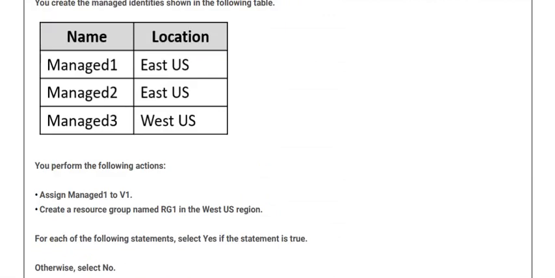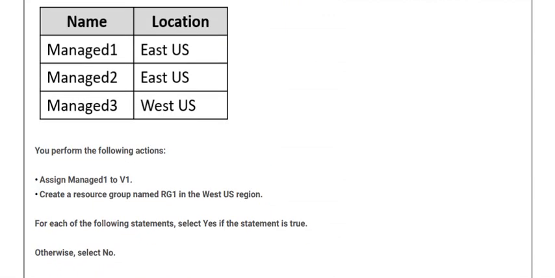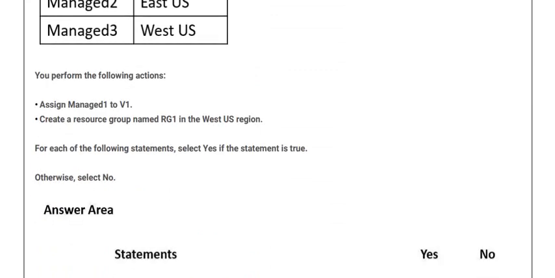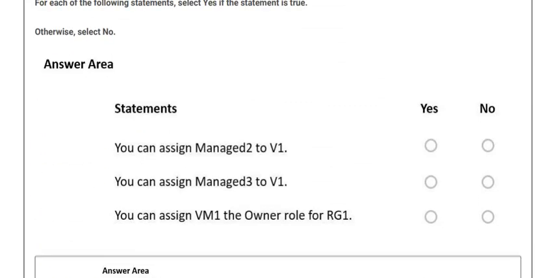You perform the following actions. Assigned managed 1 to V1. Create a resource group named RG1 in the West US region. For each of the following statements, select yes if the statement is true, otherwise select no. Please go through the answer area.